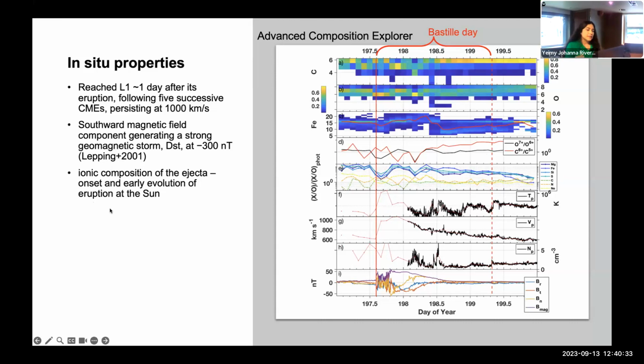But as I was mentioning, this event has 34 publications. One of the things that really hasn't been explored in the past is the ionic structure during its passage at L1.